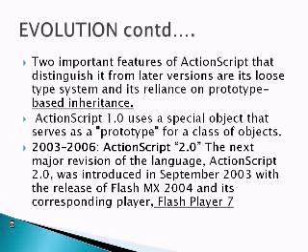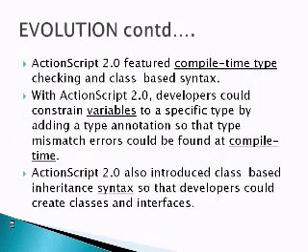Then came ActionScript 2.0 in September 2003 with Flash MX 2004 and the corresponding player, Flash Player 7. This featured compile time type checking and class-based syntax, which helps developers specify type by adding a type annotation so that type mismatch errors could be found at compile time.